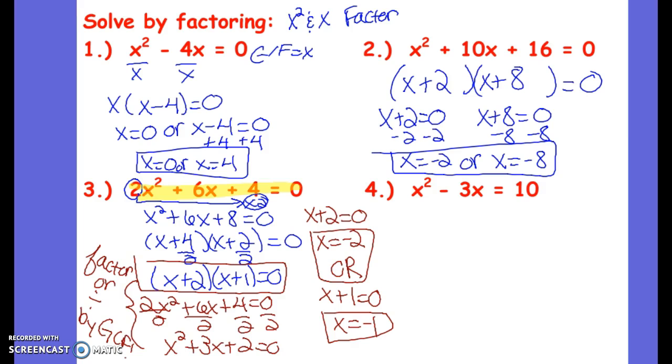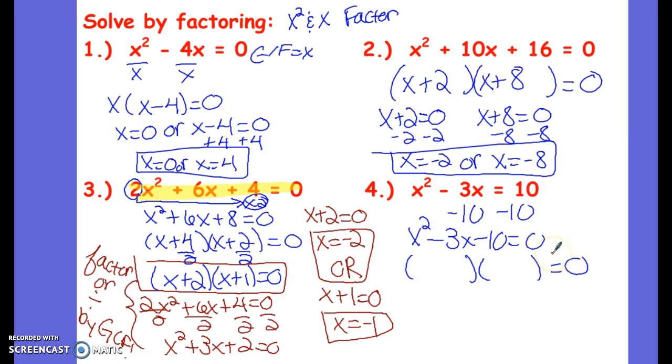Last but not least, number 4, I hope that you subtracted 10 so that you had it equal 0. X squared minus 3x minus 10 equals 0. Always have it equal 0, factor. What are the factors of x squared? X and x. What multiplies to negative 10 and adds to be negative 3?